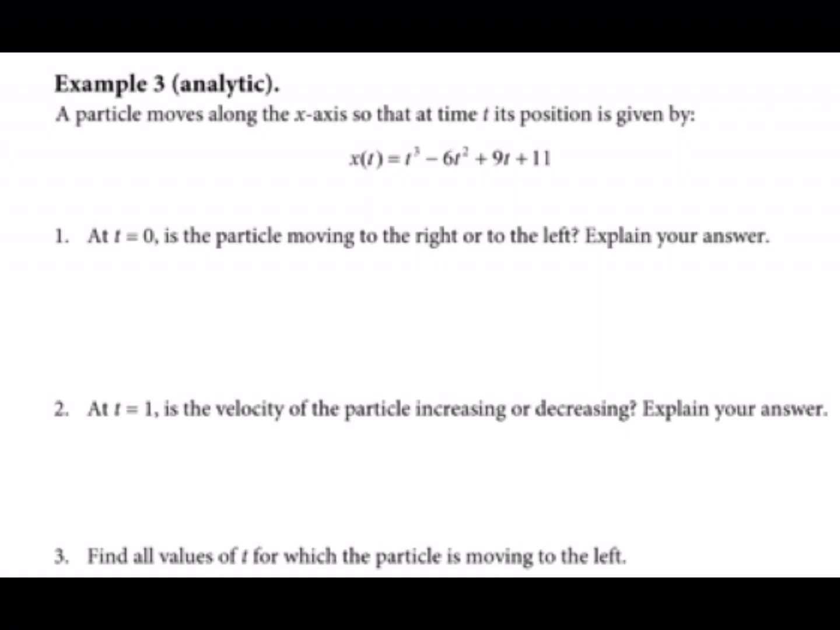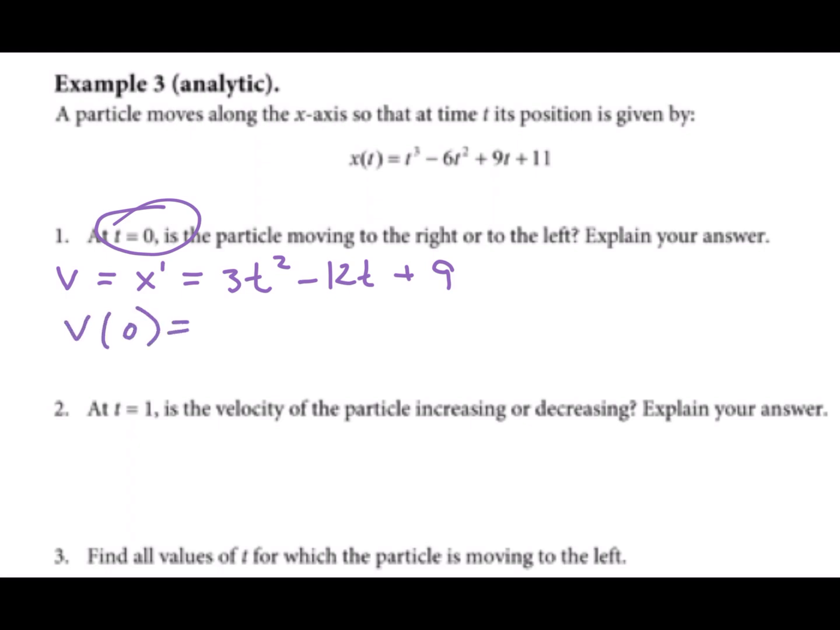So I'm going to take a derivative because I'm given x, and I want to know what its derivative is. V is x prime, and that's just a simple 3t squared minus 12t plus 9. In this particular case, I don't have to find zeros. I just want to know what's happening at specifically time 0. So v of 0 would be 3 times 0 squared minus 12 times 0 plus 9, which is 9.